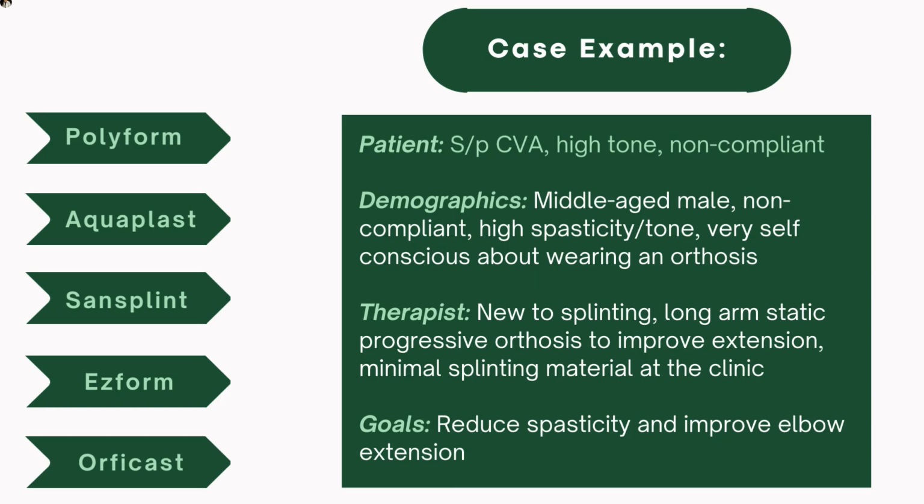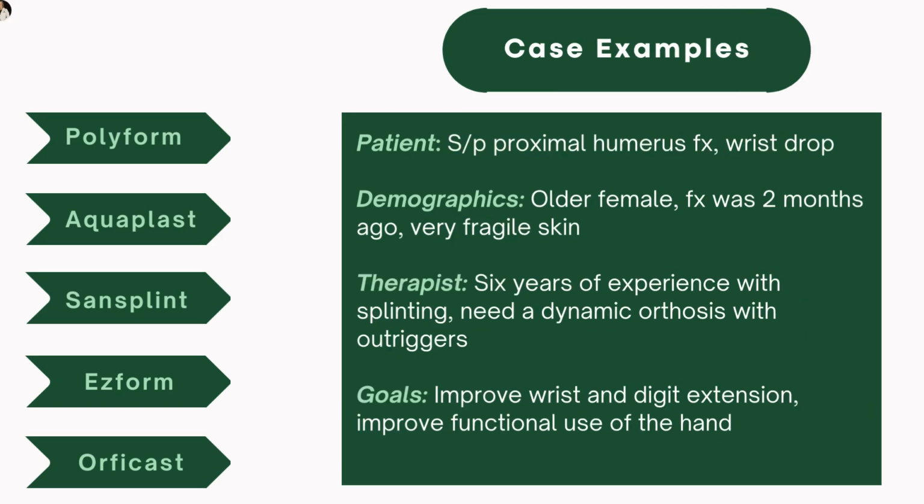Again, multiple color options for that non-compliant patient. You can use a transparent Aquaplast material to look at pressure points. It's good for functional positioning. It also has a long working time. I don't know if I said that. And then that great amount of memory where you can make as many adjustments as you need. So Aquaplast is the winner here.